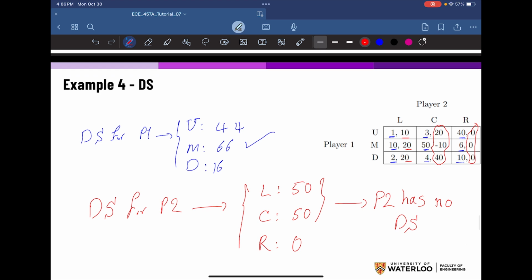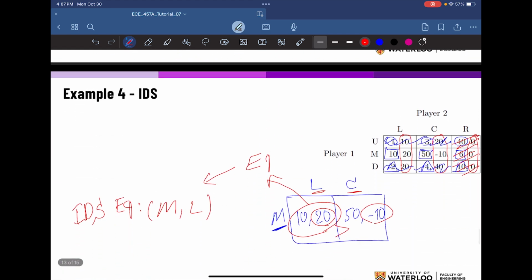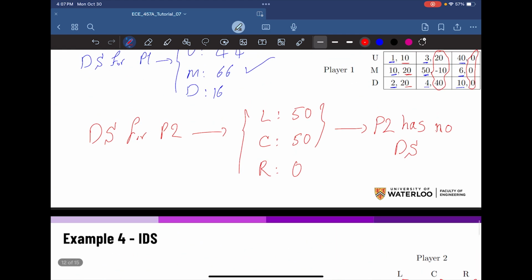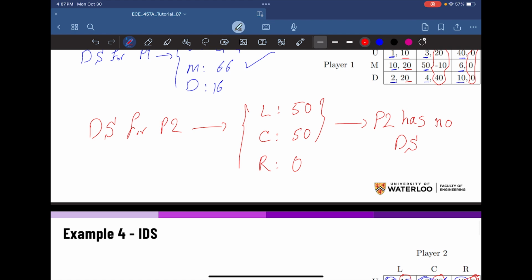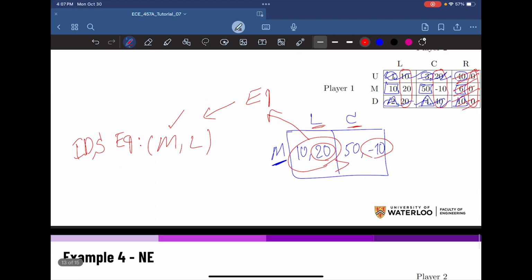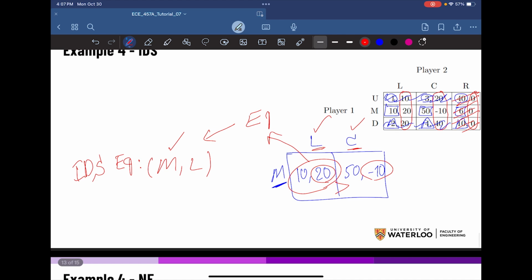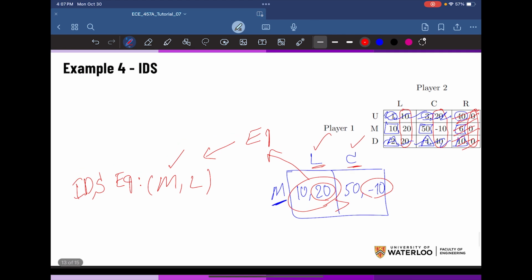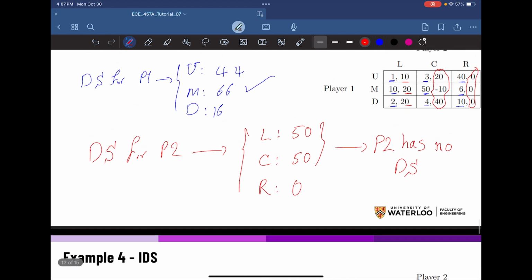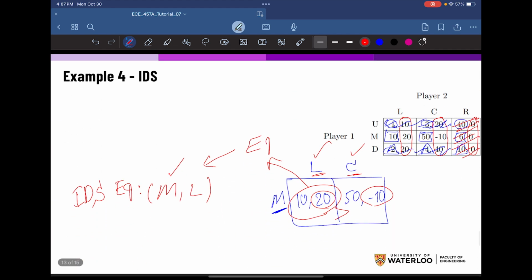So here we found out that M is the dominant strategy for player number 1. So we have M over here, but we were hesitant between L and C, and we actually found that L is the action to go with here, using iterated dominance strategy or dominated strategy method.